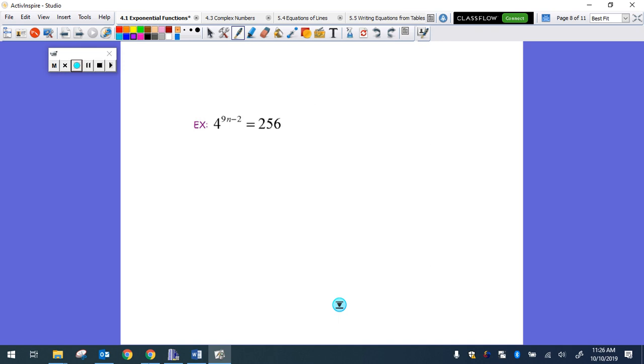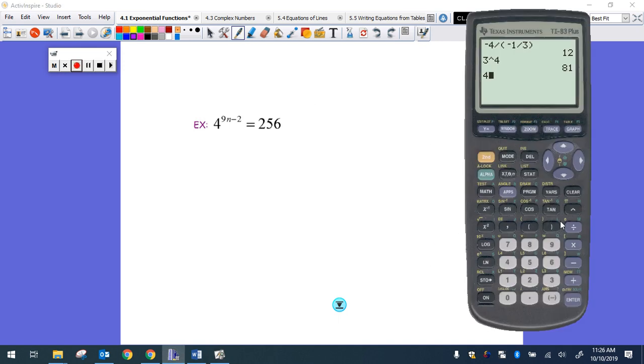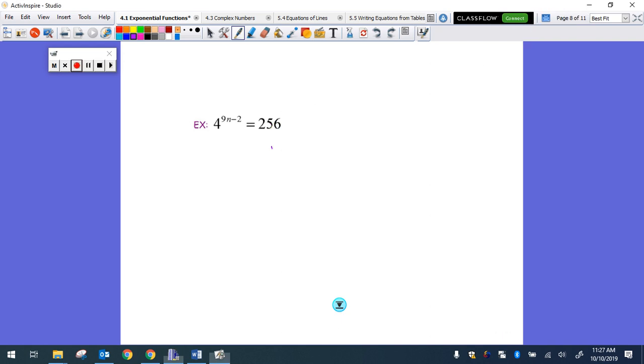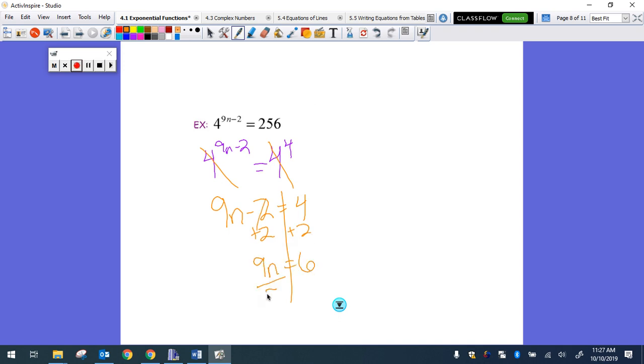All right, another one. I'm not sure. Let's try some 4. Let's try 4 to the 3rd. Nope. Let's try 4 to the 4th. Yep, I got 256. So I know 256 is 4 to the 4th. And over here I have 4 to the 9n minus 2. I have like bases now, so I can mark out my 4s. So I have 9n minus 2 equals 4. Add 2. 9n equals 6. Divide by 9. And that will reduce to 2/3.